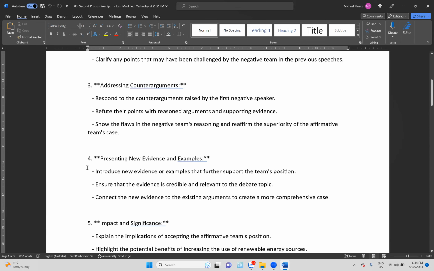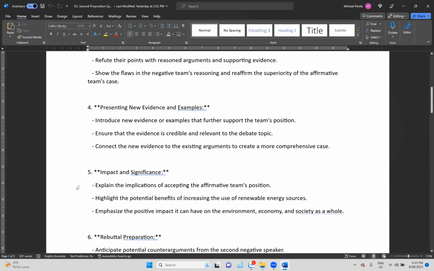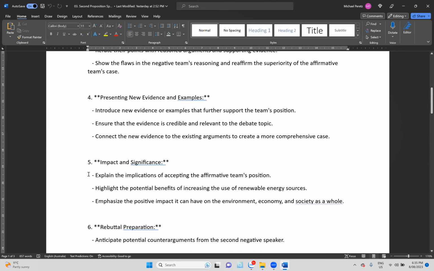You then want to present some new evidence and examples. Again, keep strengthening your team's case. And something different this time, you want to explain why it's important. What does the audience stand to gain if they believe in your side of the argument? What are the good things that you're arguing for? You also want to highlight the potential benefits of agreeing with you and going along with what you're suggesting, and emphasize the positive impact that your side of the debate can have.